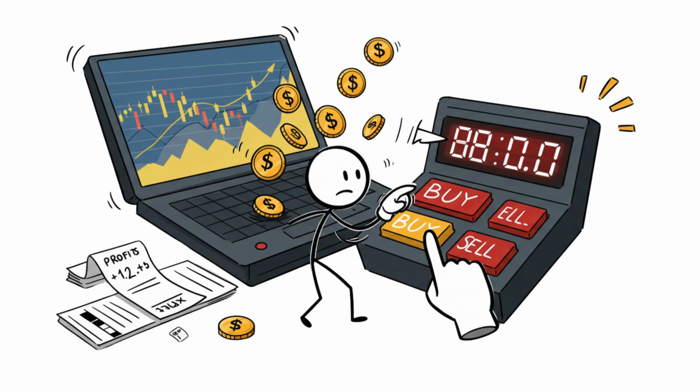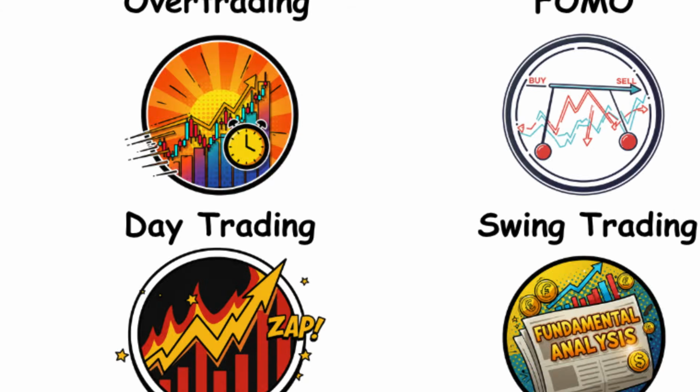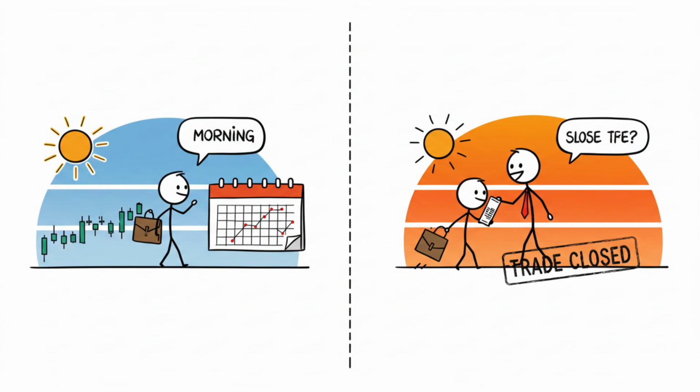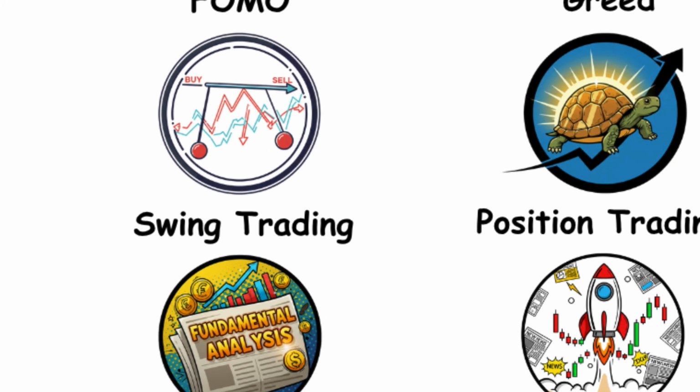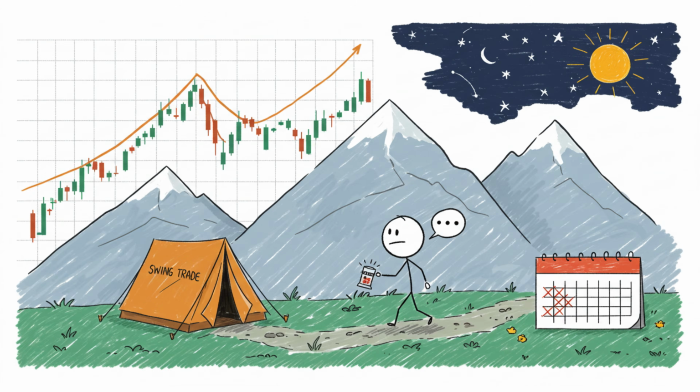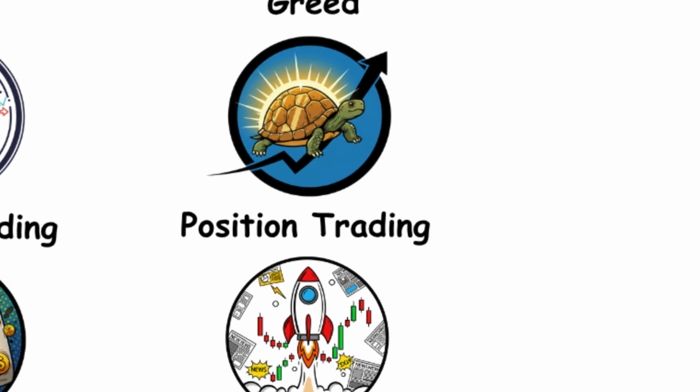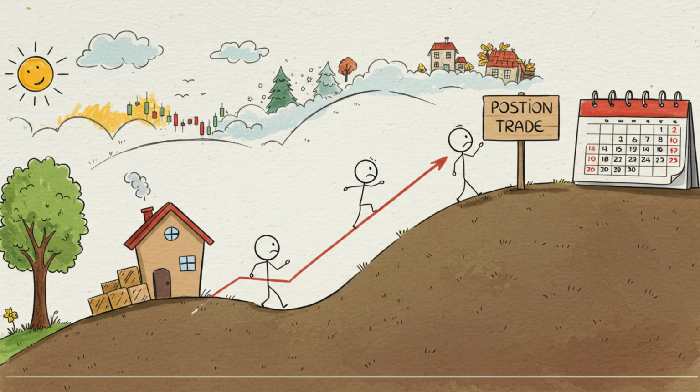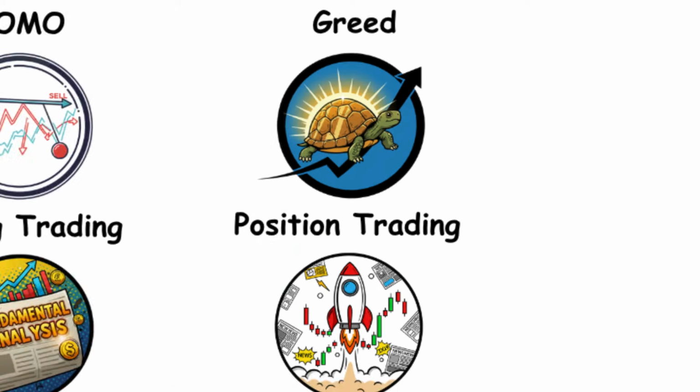Scalping. A trading style involving quick small profits by opening and closing trades within minutes. Day trading. All trades are opened and closed within the same day. No overnight exposure. Swing trading. Hold trades for several days or weeks to capture medium-term trends. Position trading. A long-term approach where trades may last weeks or even months. MetaTrader.